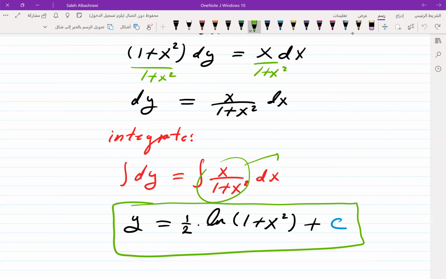And as I said, this is integration by substitution. So the solution is y equal to 1/2 ln of (1 + x²) plus the constant c.